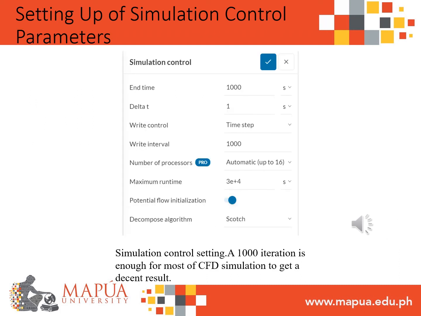After assigning all necessary boundary conditions, we will now set up our simulation control parameters. So here, we will specify how many iterations we want. And we can control the number of iterations with n time and delta t. For a simpler approach, we will let our delta t be equal to 1. And in n time, this is where we will set the number of iterations we want. Since 1000 iterations is enough for most CFD simulations to get a decent result, we will set our end time to 1000.